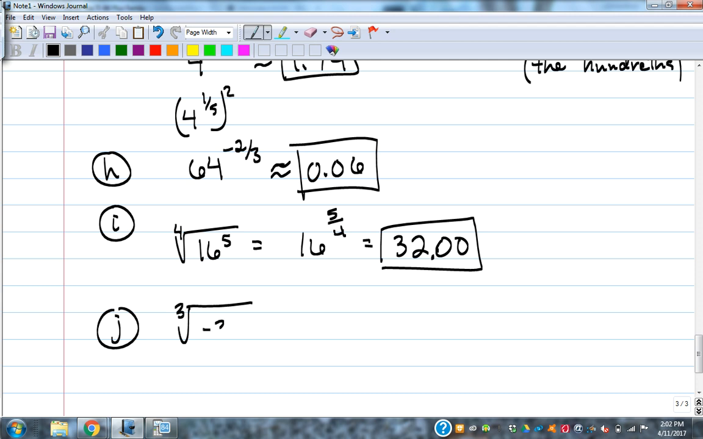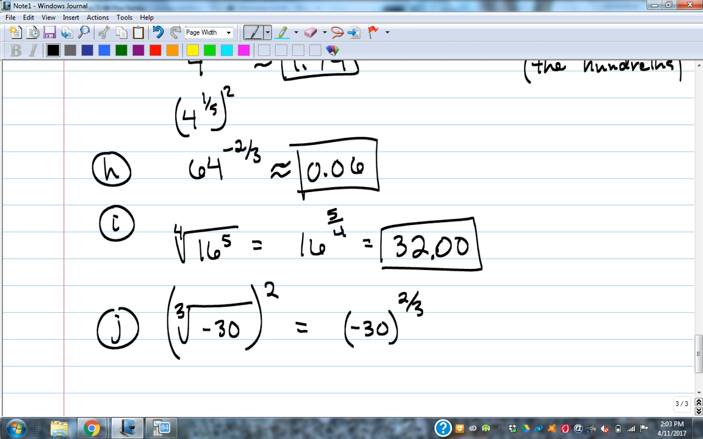Cubed root of negative 30, all that in parentheses squared. How could I write that as a base with an exponent? Just to kind of get the back and forth. What's the exponent? Not negative 2/3. Just 2/3. Yeah, the negative is on the 30, so that's just positive 2/3. That's the same thing. Whichever way you type that in the calculator doesn't matter. It gets you the same answer.